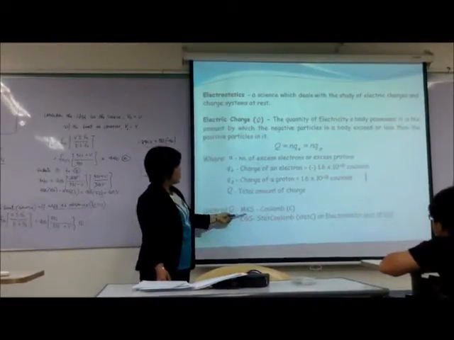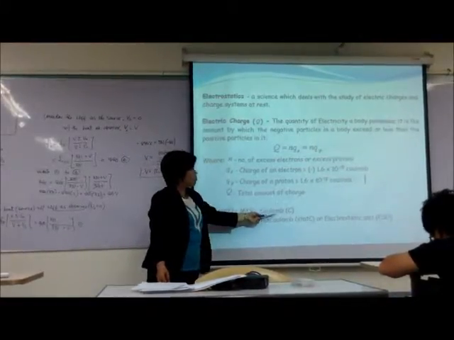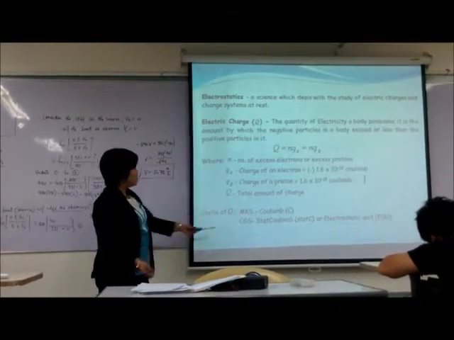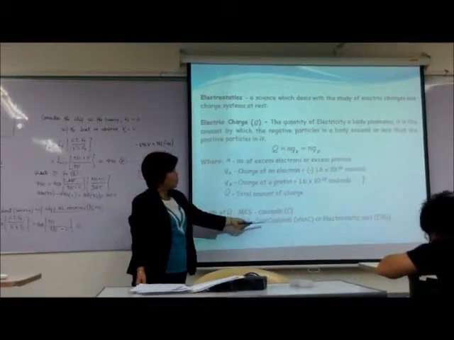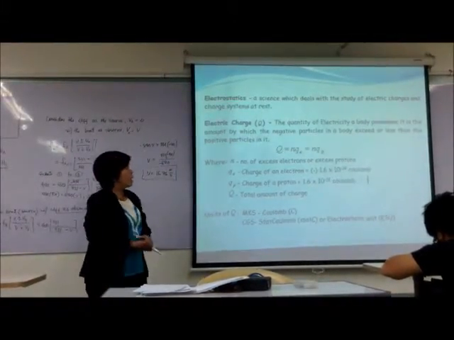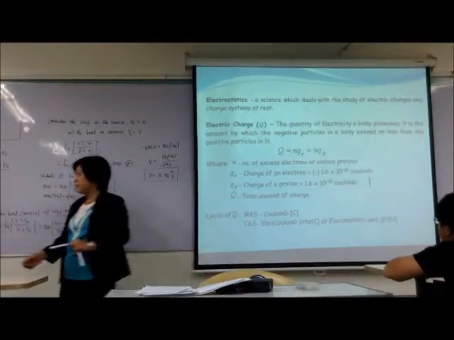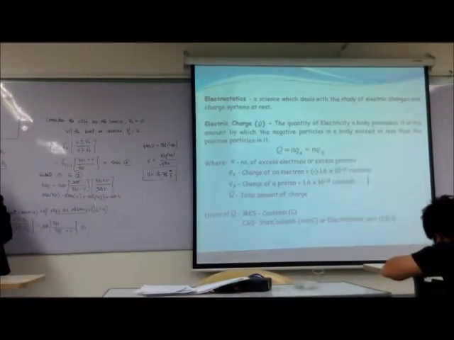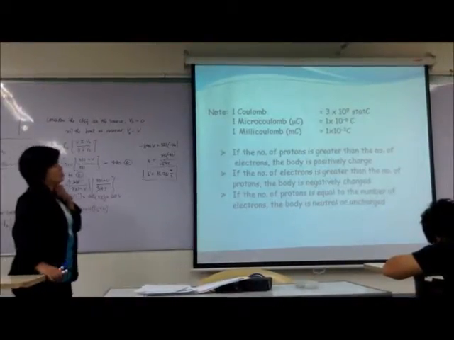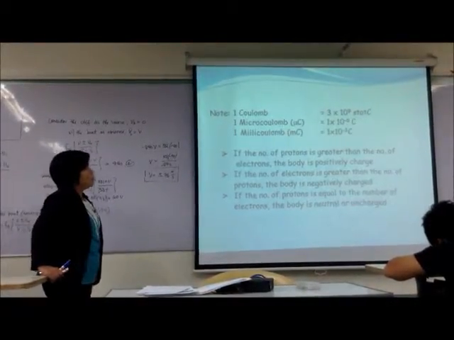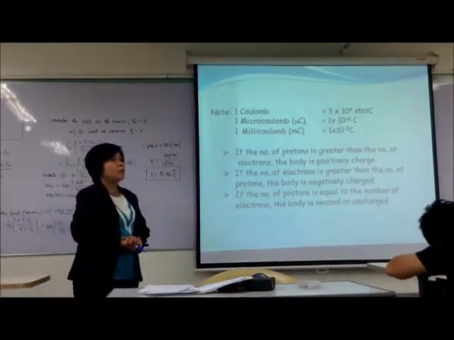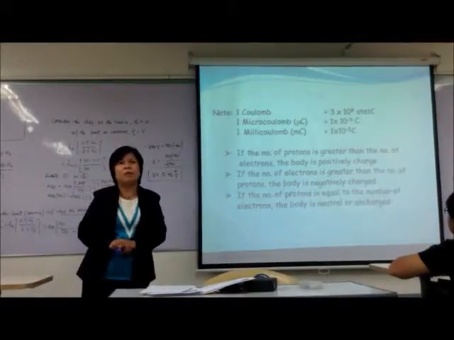In MKS, the unit for charge is the coulomb. We can represent it by letter C, capital C. And then in CGS, it can be stat coulomb or stat C. It can also be the electrostatic unit or ESU. This can be the conversion, but just to make you aware that 1 coulomb is equal to 3 times 10 raised to 9 stat coulomb. But that's not necessary in solving problems.